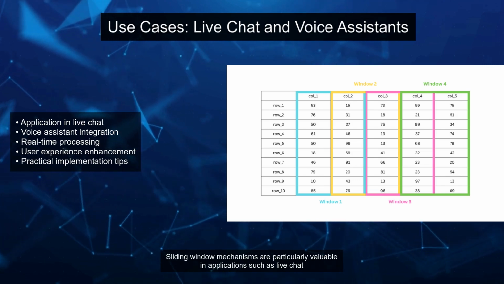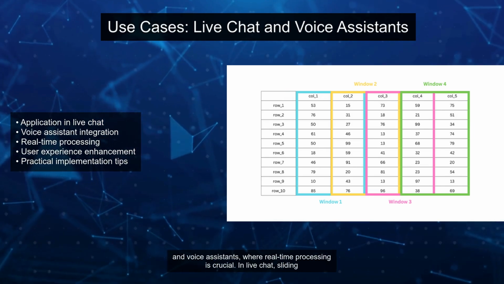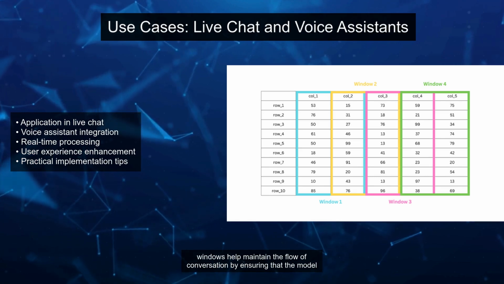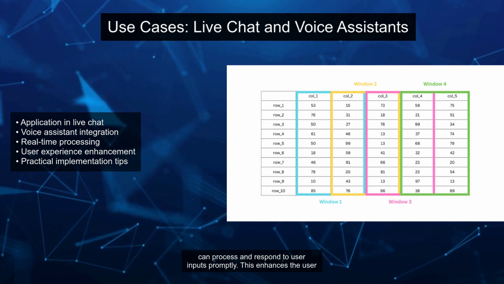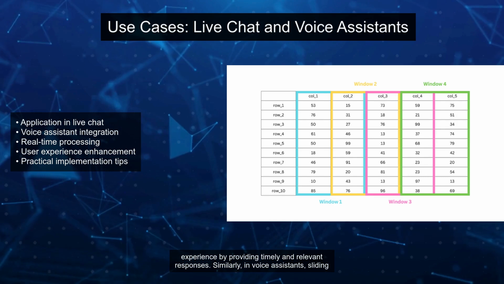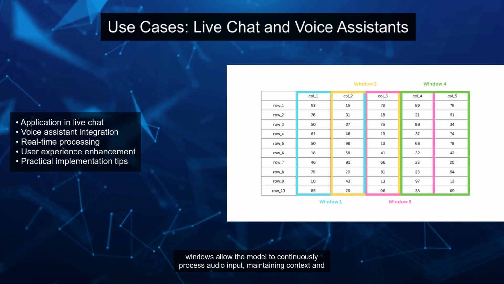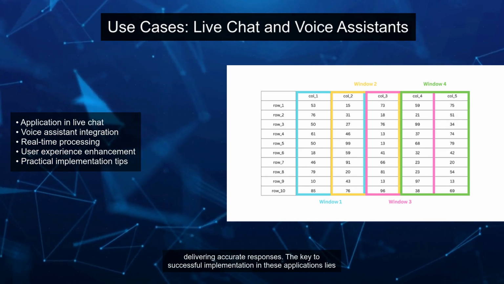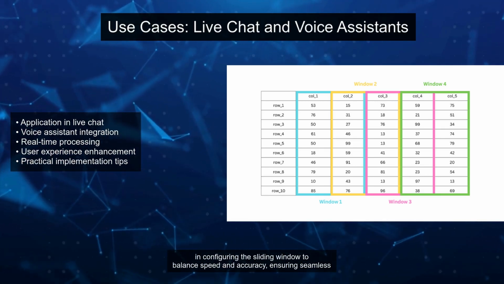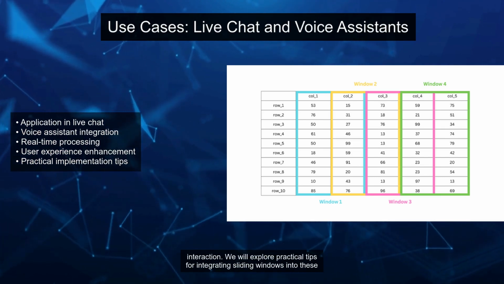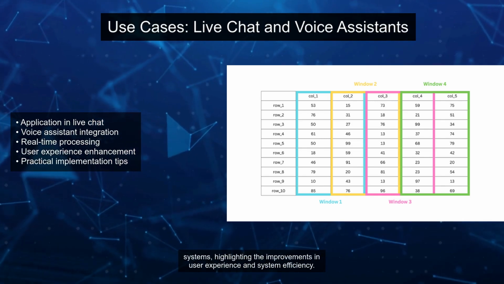Sliding window mechanisms are particularly valuable in applications such as live chat and voice assistants, where real-time processing is crucial. In live chat, sliding windows help maintain the flow of conversation by ensuring that the model can process and respond to user inputs promptly. This enhances the user experience by providing timely and relevant responses. Similarly, in voice assistants, sliding windows allow the model to continuously process audio input, maintaining context and delivering accurate responses. The key to successful implementation in these applications lies in configuring the sliding window to balance speed and accuracy, ensuring seamless interaction. We will explore practical tips for integrating sliding windows into these systems, highlighting the improvements in user experience and system efficiency.